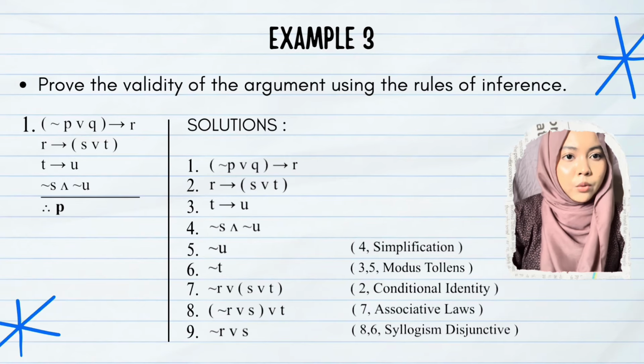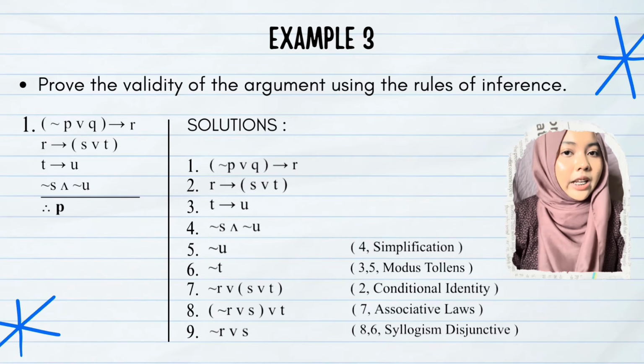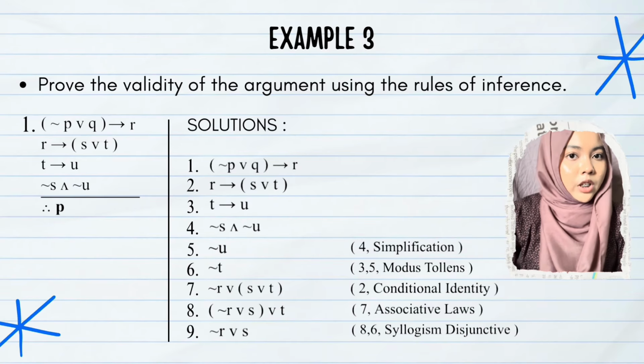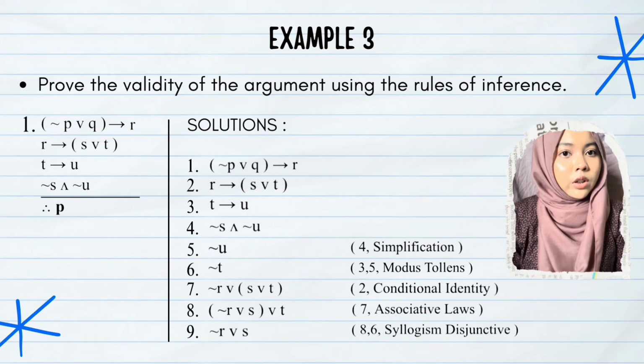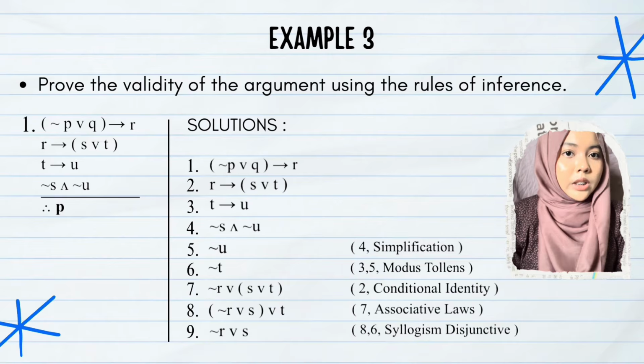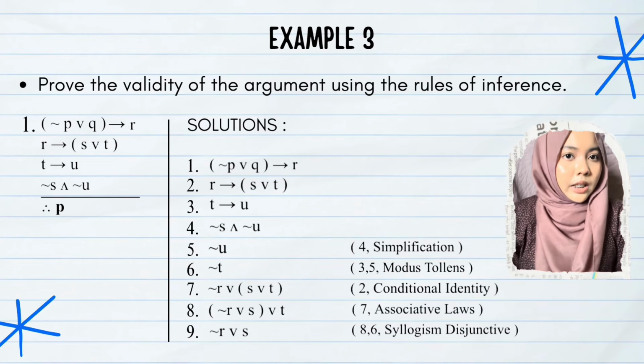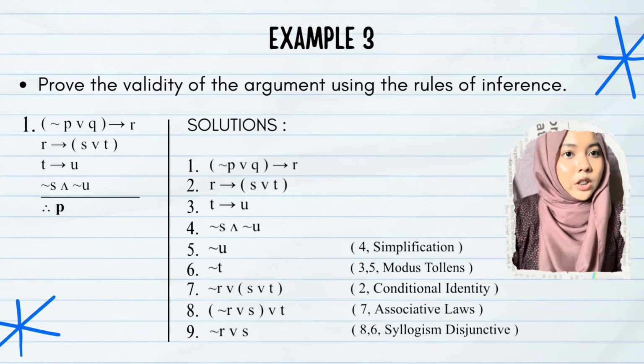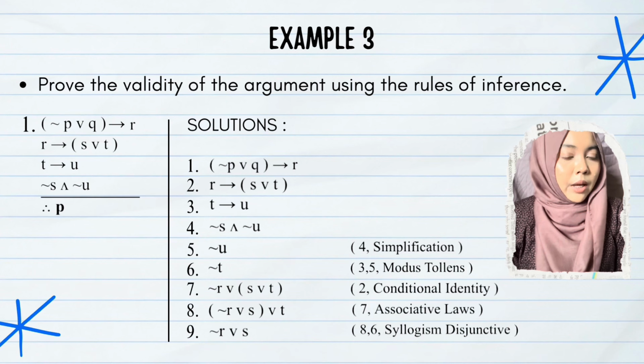Then we will proceed with premise 5. From premise 4, which is not S and not U, we use simplification to take one part of a conjunction, so we obtain not U. Next, for premise 6, from premises 3 and 4, we use modus tollens. Since T implies U and not U is true, we can conclude premise 6 as not T.